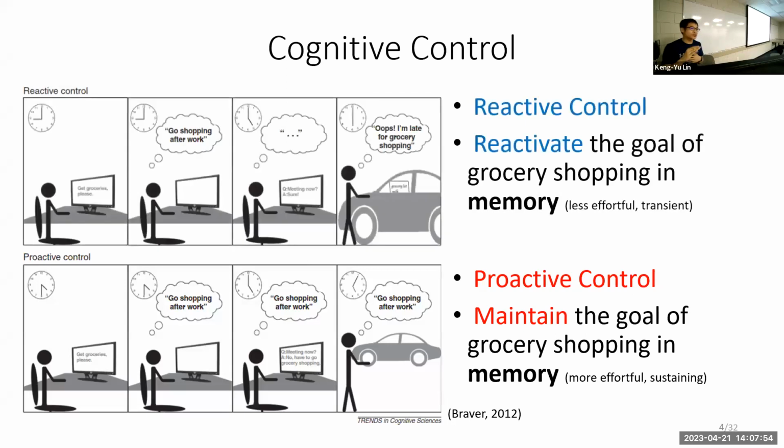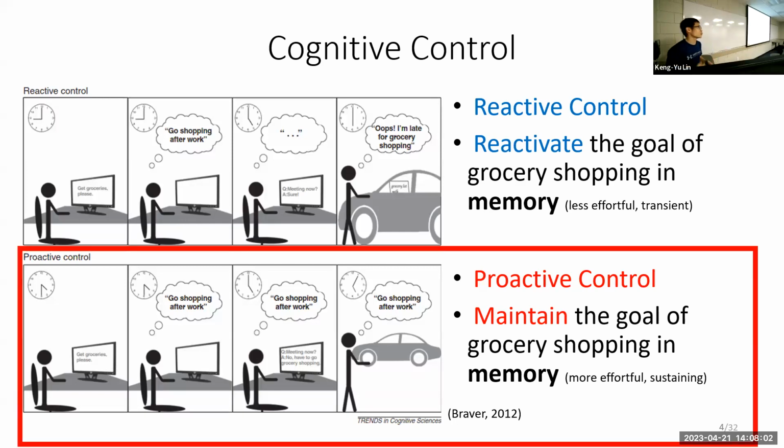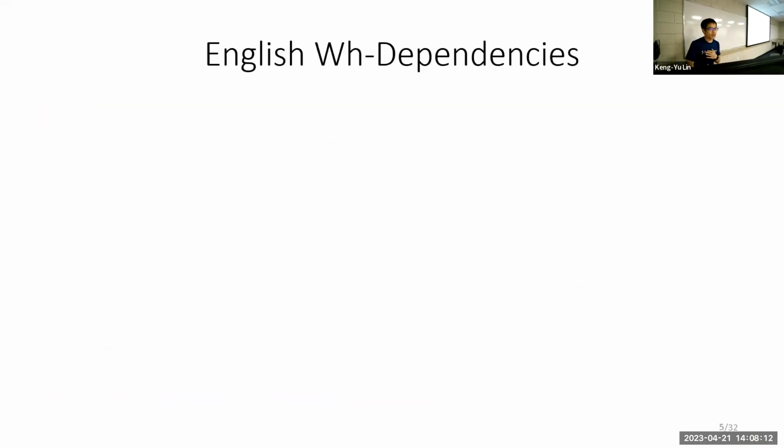So these are the two types of cognitive control: reactive control and proactive control. And in the current study, I'm going to focus more on the proactive control. So that's the first technical term, cognitive control and proactive control. Now let's talk about English WH dependencies.